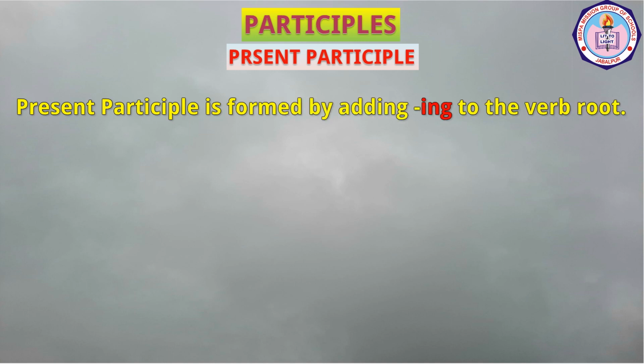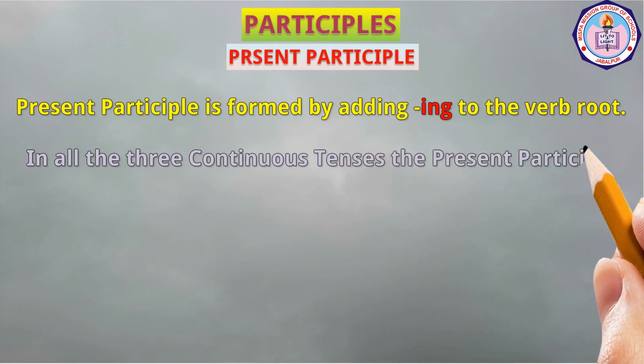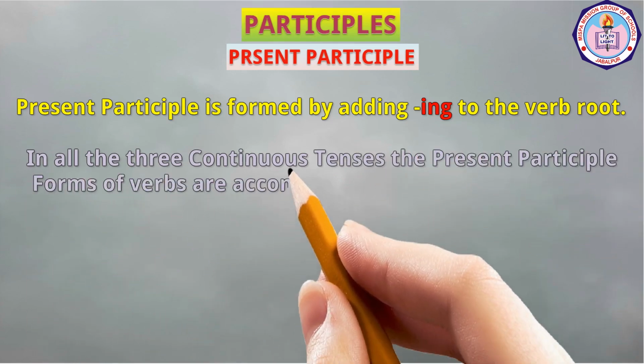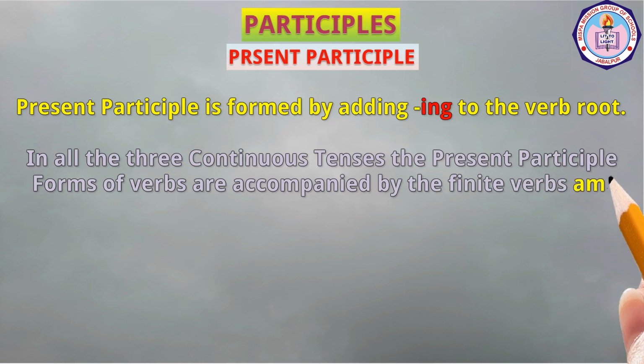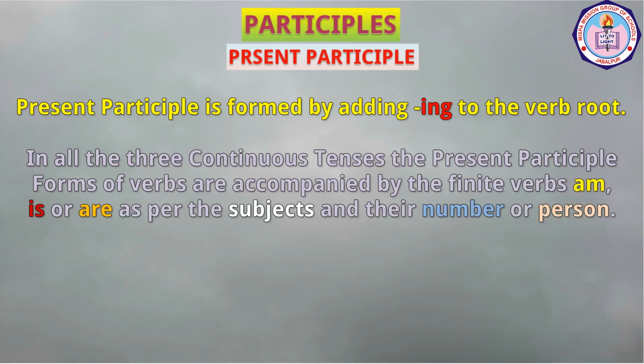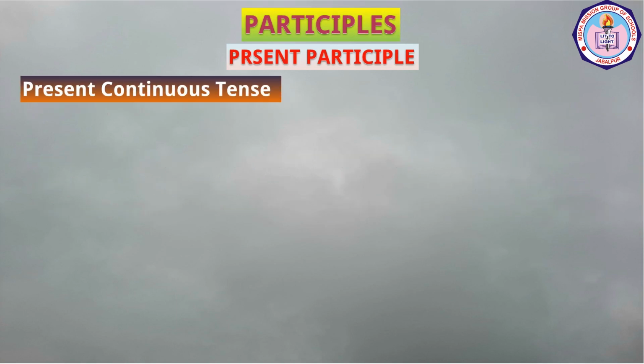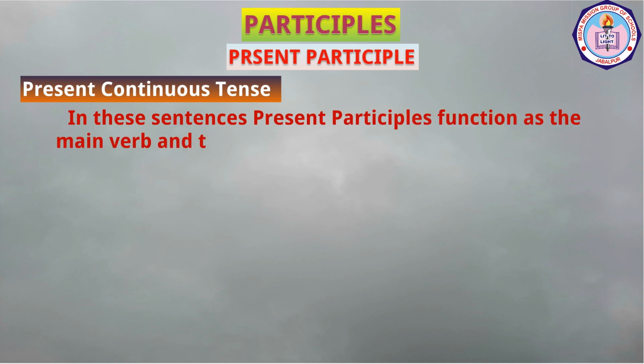Let us see how the non-finite verb present participle acts on different occasions. In all the three continuous tenses, the present participle forms of verbs are accompanied by the finite verbs am, is, or are as per the subjects and their number or person. Let us examine some sentences in present continuous tense. In these sentences, present participles function as the main verb and the auxiliary verbs act as the finite verbs.